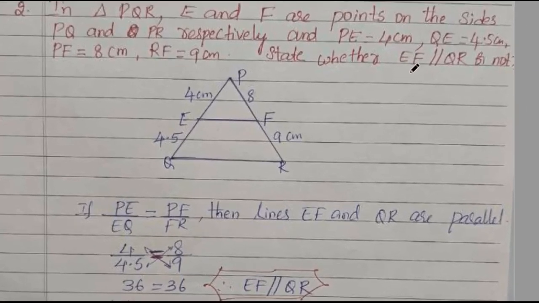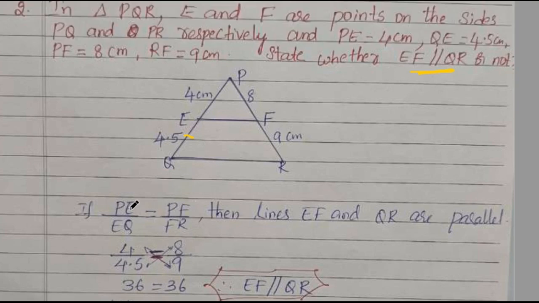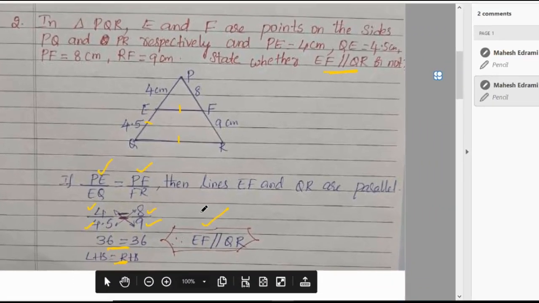To verify whether EF is parallel to QR, we need to verify the basic proportionality theorem, students. That is, PE by EQ should be equal to PF by FR. So if we prove this left hand side and right hand side are equal, then these lines are parallel to each other. So PE by EQ, that is 4 by 4.5, should be equal to 8 by 9. So if we cross multiply, we get 36 is equal to 36 and LHS is RHS. Therefore, EF is parallel to QR.